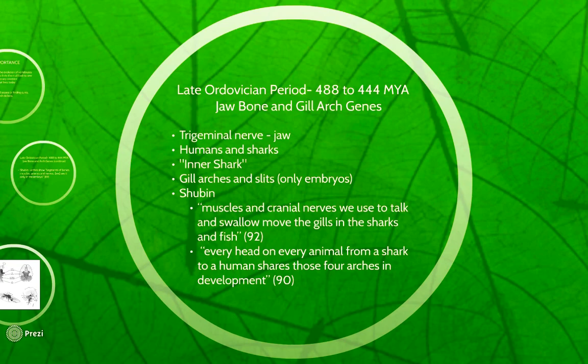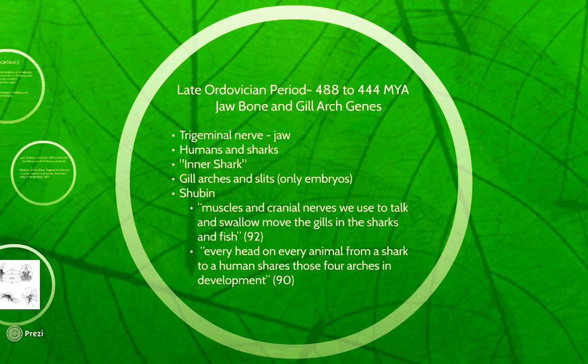530 million years ago, evidence of some of the first vertebrate embryos having a skeleton consisting of cartilage has been found. According to Shubin, the muscles and cranial nerves we use to talk and swallow move the gills in sharks and fish. This shows the connection between cartilage in our ears and sharks and the gill arches, one of the most important homologous traits among vertebrate embryos.